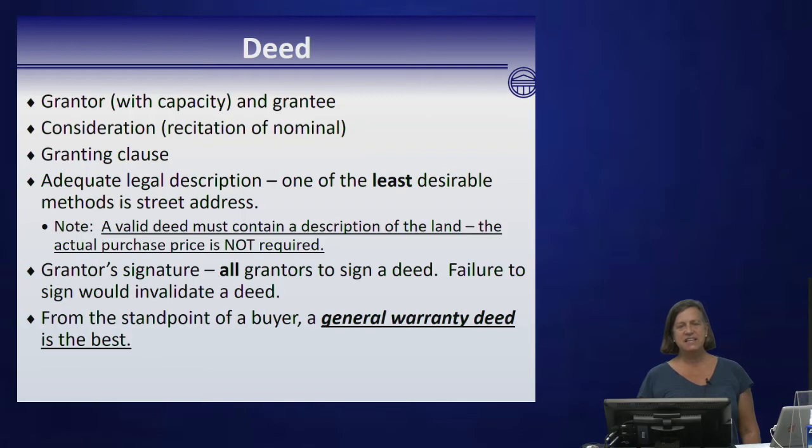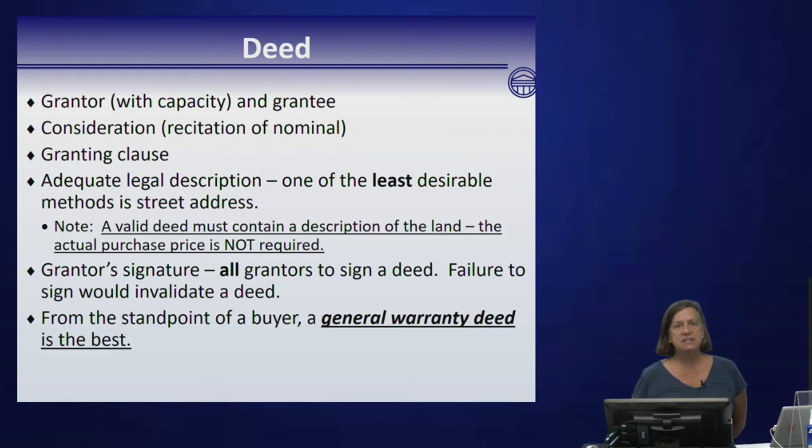The deed. So that's the document that transfers title from the grantor to the grantee. In order for a deed to be effective, the grantor, that's the person conveying title, must have capacity, and the grantee is the person to whom the property is being conveyed. The deed is going to contain a recitation of nominal consideration, not the purchase price. The purchase price does not have to be included in the body of the deed. It will also contain a granting clause, and it must have an adequate legal description.